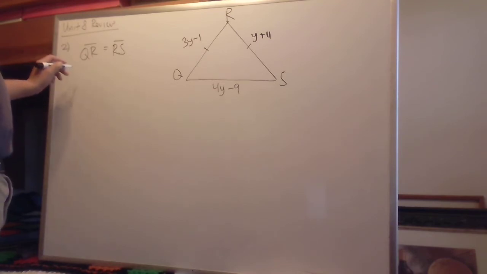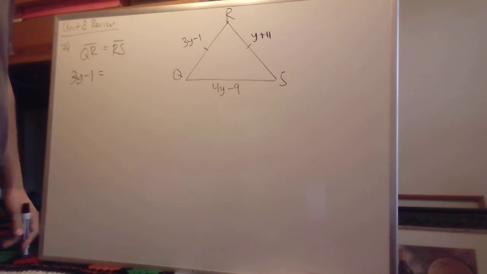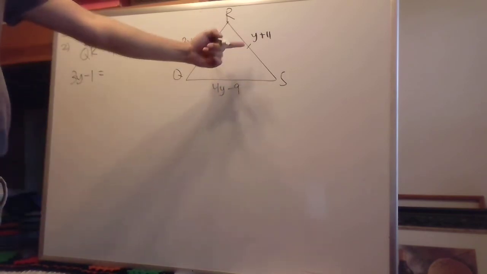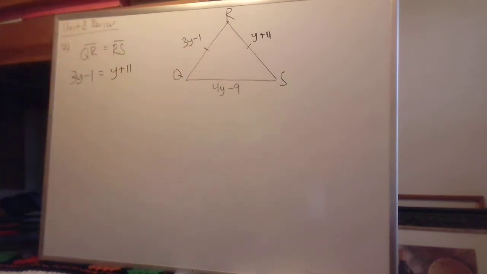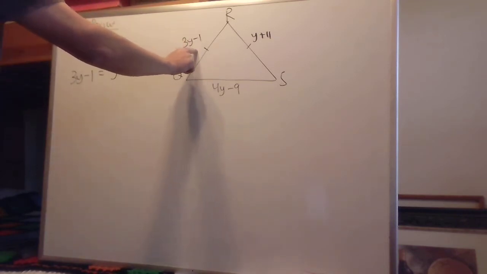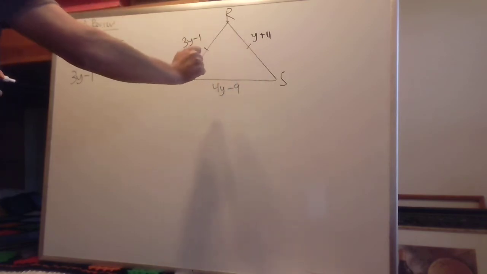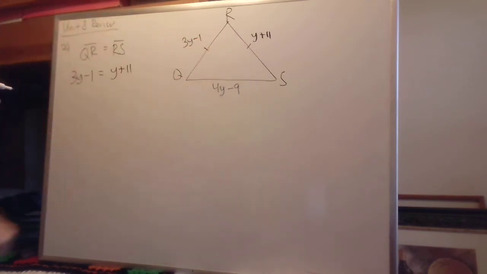So if QR is equal to 3y minus 1, we know that RS is going to equal that, and that's equal to y plus 11. So we have an algebraic statement that says 3y minus 1 equals y plus 11. All I did was take the measurement of QR and set it equal to RS, since we know that these two side lengths are the same.